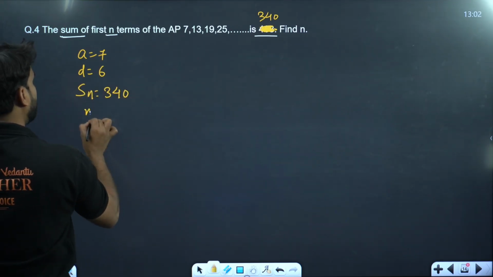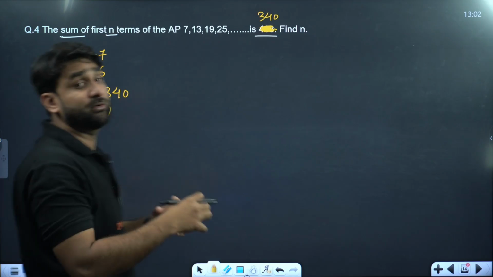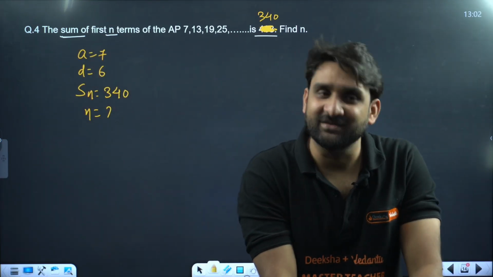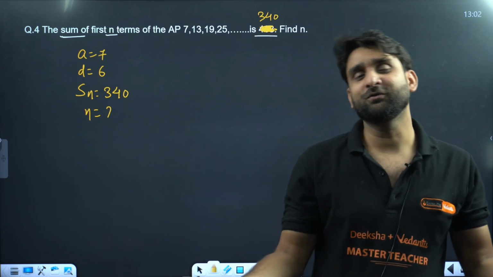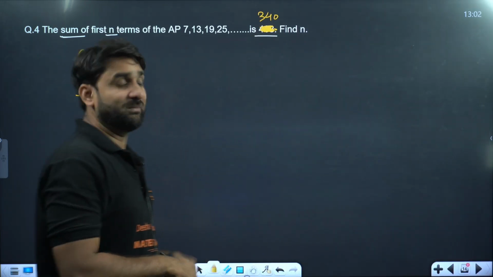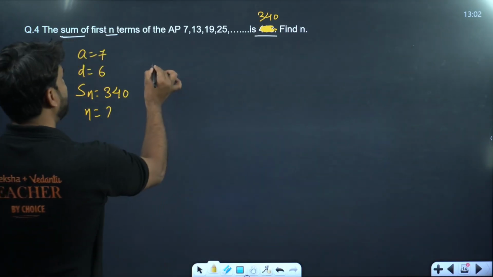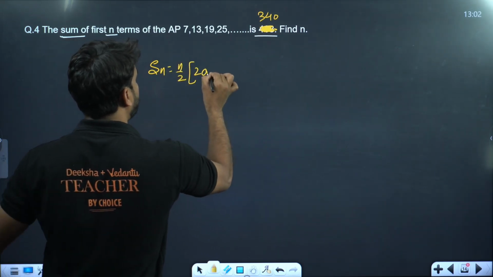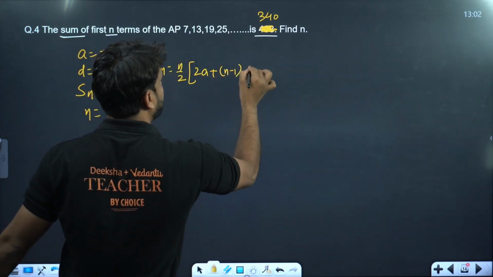And we have to find out the value of n, which is the total number of terms. So now it is directly indicating that Sn is given to you, so we have to use the formula of Sn anyhow, and we have a very magical formula. Sn is equal to n by 2, 2a plus n minus 1 into d, right?